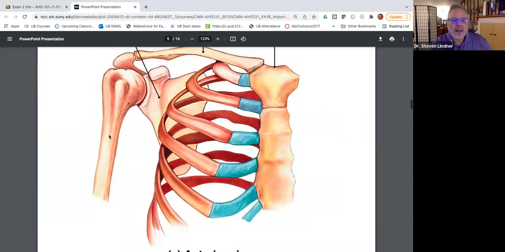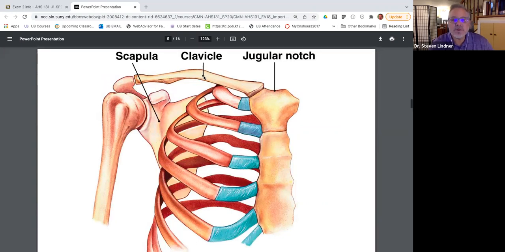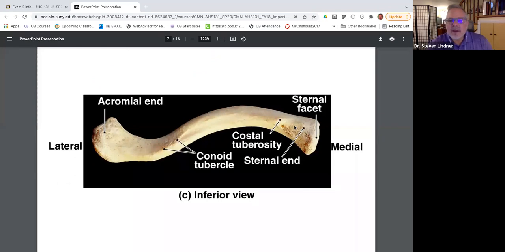When you fall and you land with an outstretched arm, all of that force is transmitted upward into the humerus and right here into the clavicle, and then boom, it fractures right there. That's when you see people with their arm in a sling, keeping it flexed and in a sling to prevent movement because it's quite painful. Okay, and then on the underneath surface, again, you could see the conoid tubercle and the costal tuberosity. These are for ligaments that hold the clavicle down.